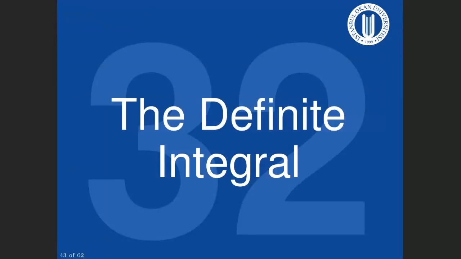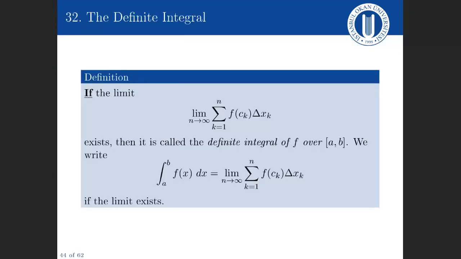Chapter 32, the definite integral, carries on directly from the previous idea. If this limit exists, if the limit of the Riemann sums exists, then it's called the definite integral of f over the interval from a to b. And we write it like this. Large capital S, subscript a, superscript b, f of x dx is equal to this limit of the Riemann sums if the limit exists.